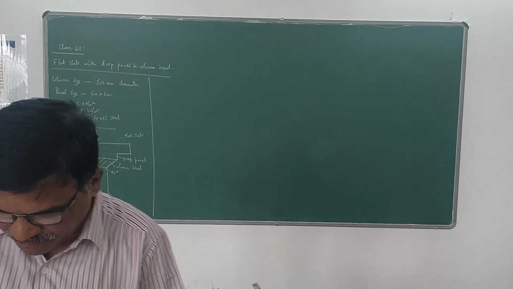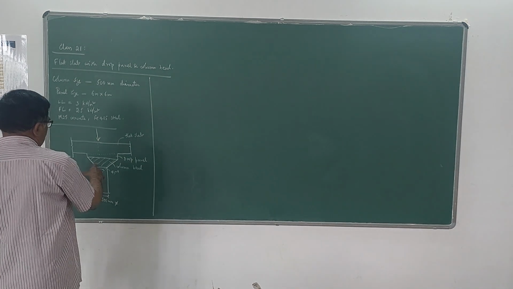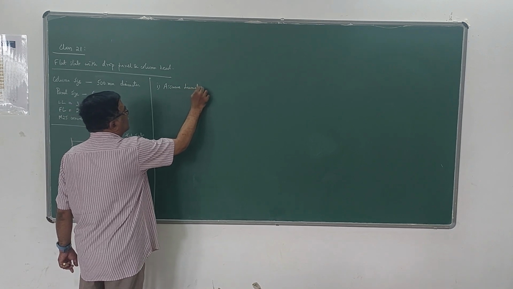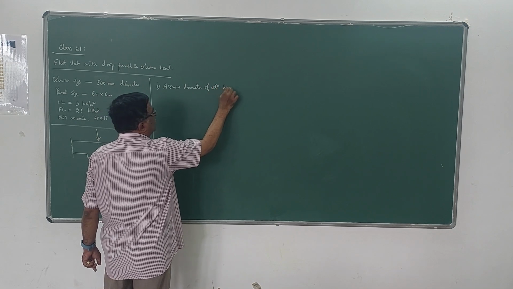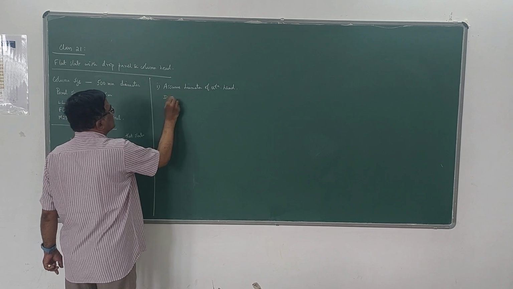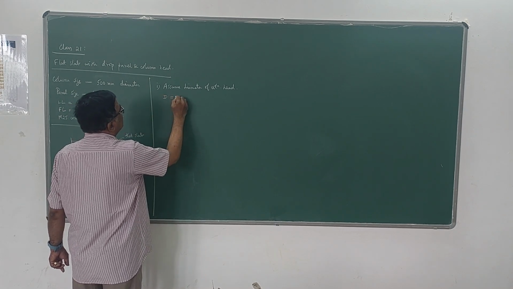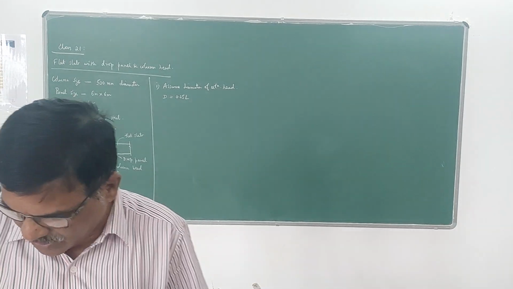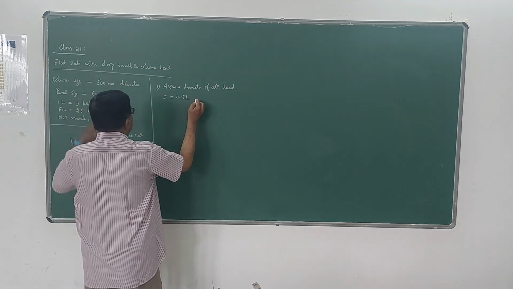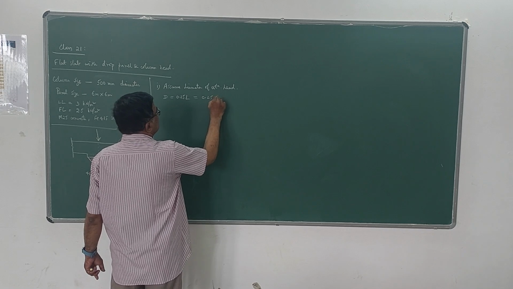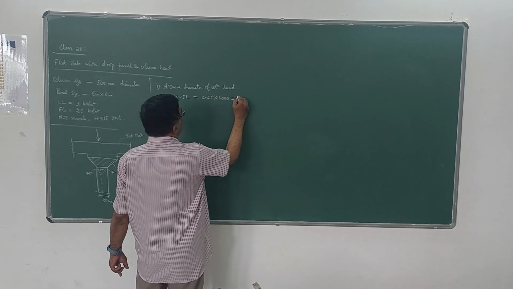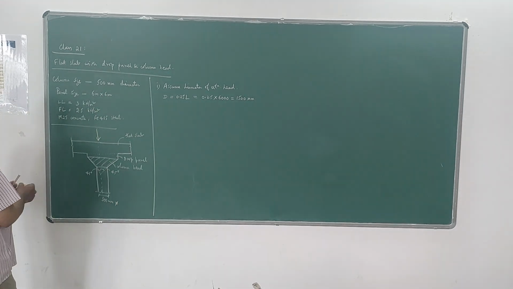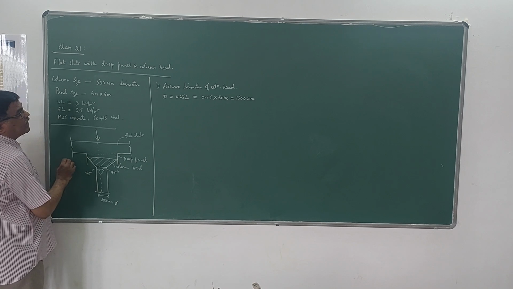Now here, in this case, the first step is to assume the diameter of the column head. Normally the diameter D is taken as 0.25 times L. So one fourth of L, where L is 6 meters, the panel size. So 6 meters means 6,000 mm. If you multiply this, you will get 1,500. So this is the diameter of the column head, this is your D.